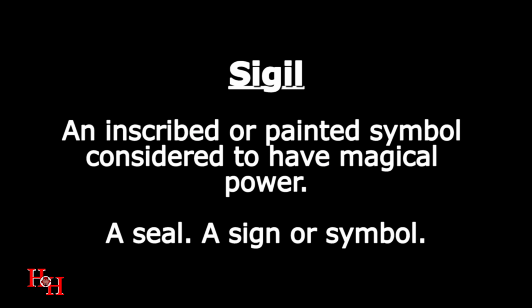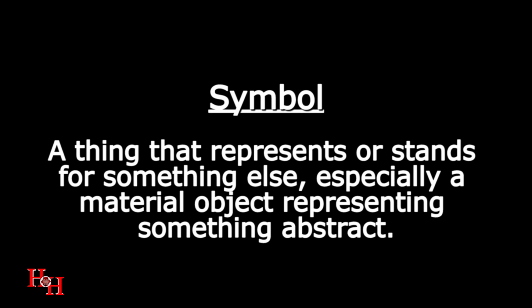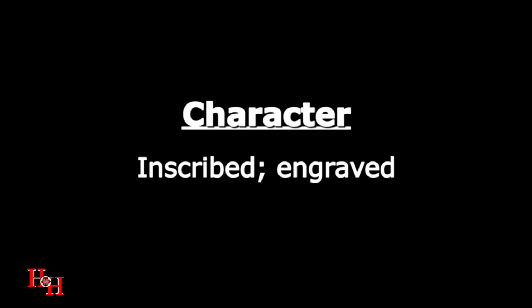Now the first thing that we want to do is understand exactly what a sigil is. So let's compare a sigil to a symbol or a character. A sigil is an inscribed or painted symbol considered to have magical powers. A seal, a sign, or a symbol. A symbol is a thing that represents or stands for something else, especially a material object representing something abstract. A character is something that is inscribed or engraved.